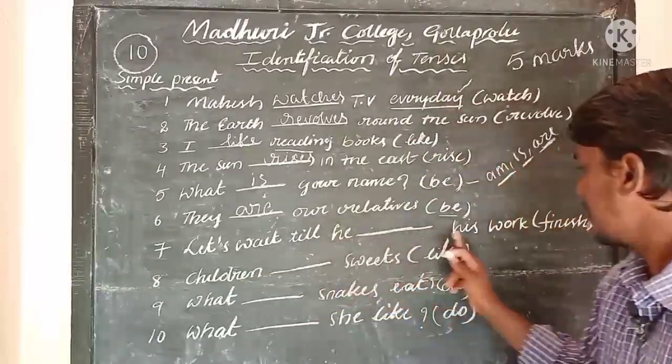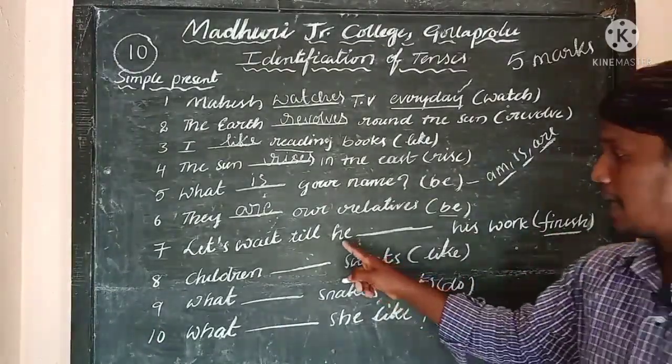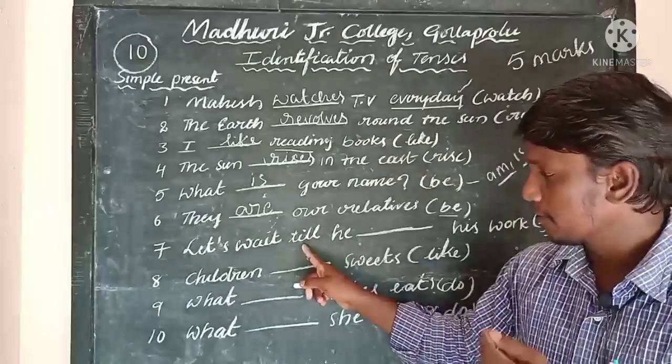Okay, now coming to let's wait till. Let's wait till he dash his work. Here finished is given. As the third person is singular here, and till, until.